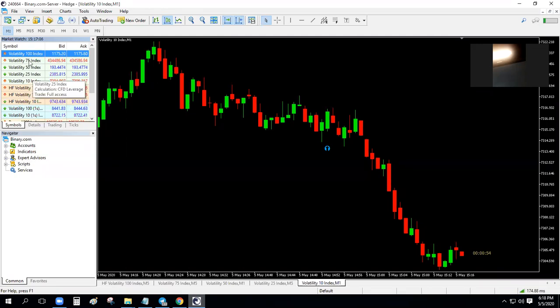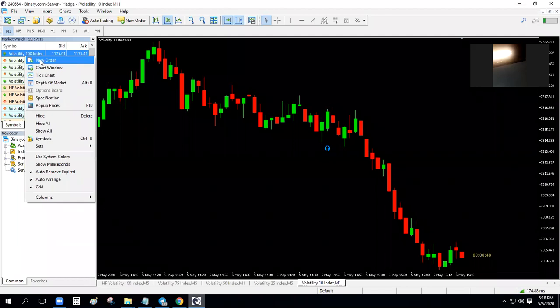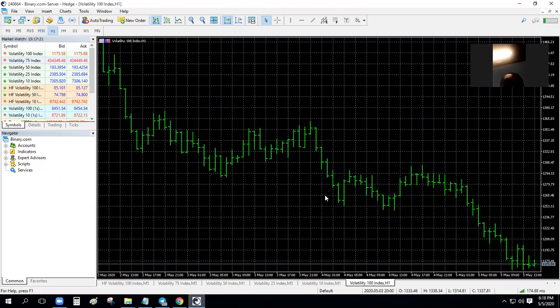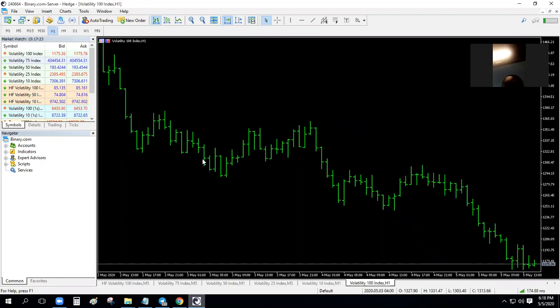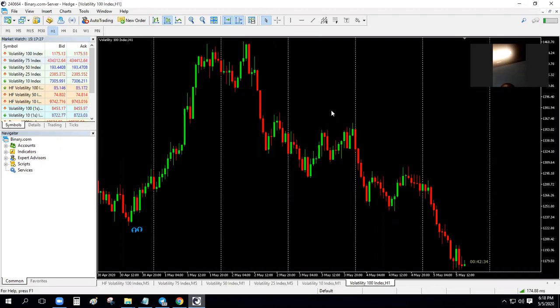All right. So then what you do is, I'm assuming you will just right click on any of them, just to open a new chart. Go from this button here, volatility 100, and it will be displayed on your chart. So you can format your chart whichever way you want. For me, I'll just apply my tools and that is it.